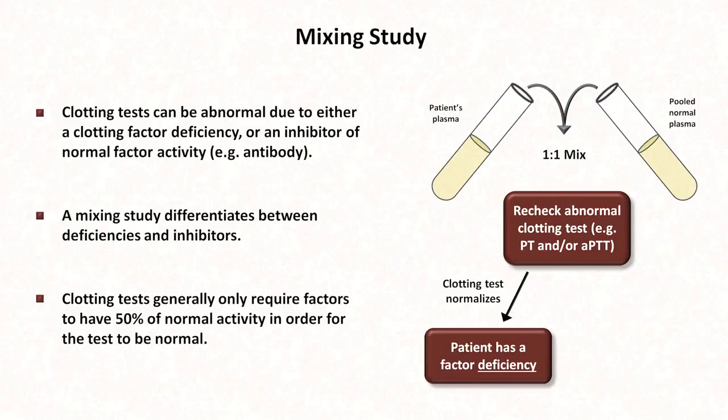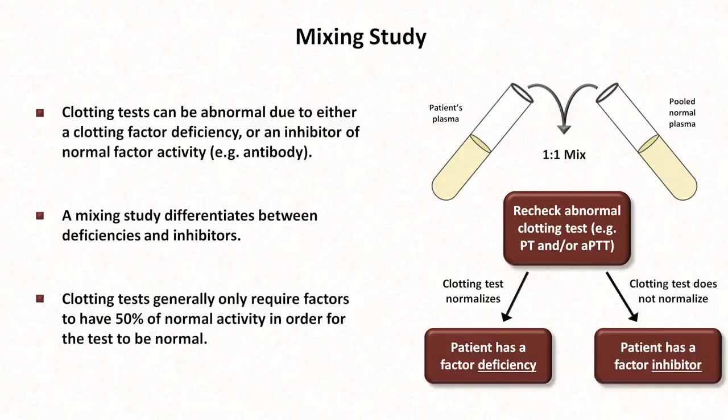But if the clotting test does not normalize, the patient must have a factor inhibitor because when factor inhibitors are present, their concentration is usually high enough to inhibit the additional factors added to the mix from the normal plasma. The one caveat to this relatively simple test is that some inhibitors require time to inhibit the clotting factors that have been added from the normal plasma.